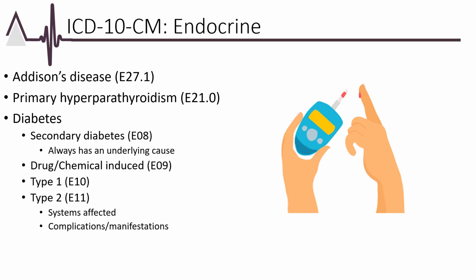All categories except type 1 E10 state to report Z79.4 to identify the use of insulin or Z79.84 use of oral hypoglycemic drug. It is not required for type 1 diabetes mellitus as insulin is required for these patients.